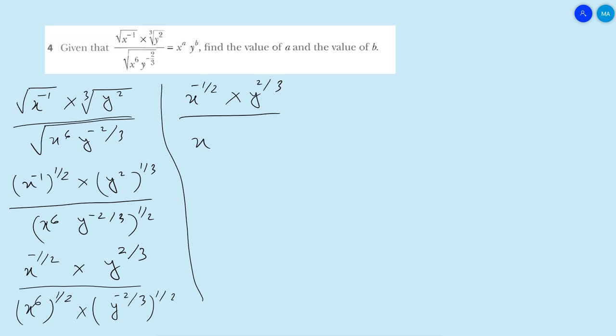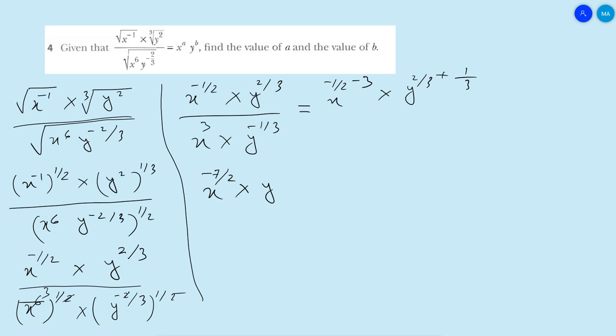6 into 1 upon 2 is 2 ones are 2, 2 threes are 6, x3 into y. Cancel this 2 by this 2. y is minus 1 upon 3. Again apply the rule of indices: x to power minus 1 upon 2 minus 3 into y 2 upon 3 plus 1 upon 3. So x to power minus 1 upon 2 minus 3. 2 threes are 6, minus 6 minus 1, minus 7 upon 2.